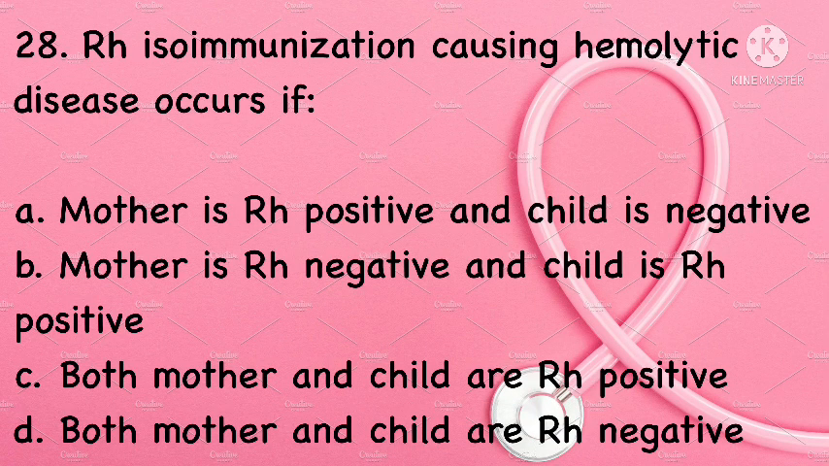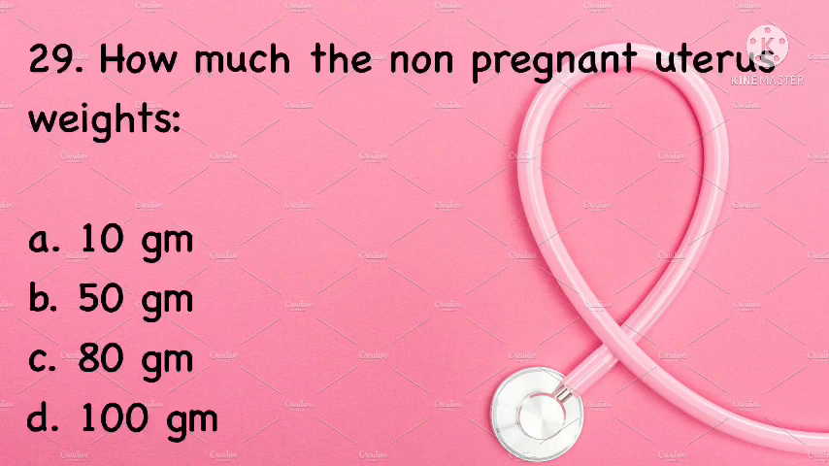Rh isoimmunization causing hemolytic disease occurs if: mother is Rh positive and child is negative, mother is Rh negative and child is Rh positive, both mother and child are Rh negative, both mother and child are Rh positive. Correct answer is B. Mother is Rh negative and child is Rh positive.